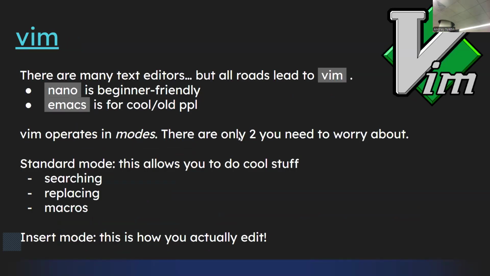Next is Vim. So Vim is a text editor. There are a lot of different text editors you can use. For example, Nano is usually the beginner-friendly one. Emacs is the sort of antique one that the big brain people use. But Vim is kind of like the standard text editor. I feel like eventually in your path, you'll end up using Vim. So why not learn it now?